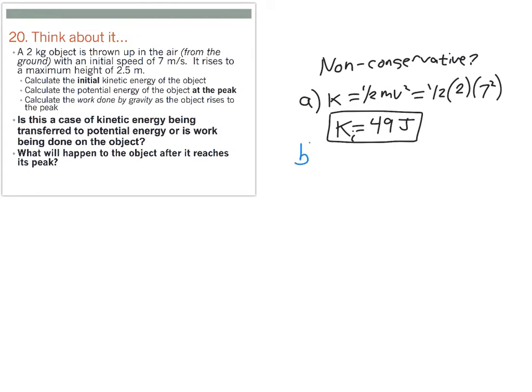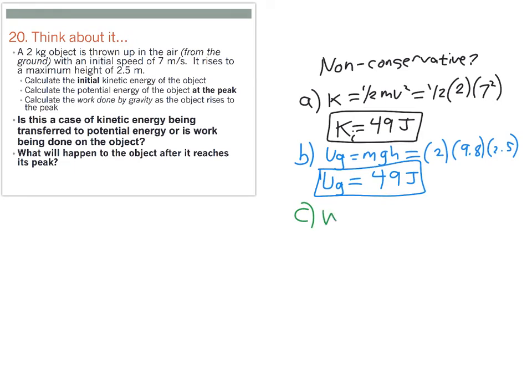The next thing we want to calculate is the gravitational potential energy, which is just given by mgh. We know our mass is 2, our height is 2.5, and we find that our gravitational potential energy here is also going to be 49 joules.